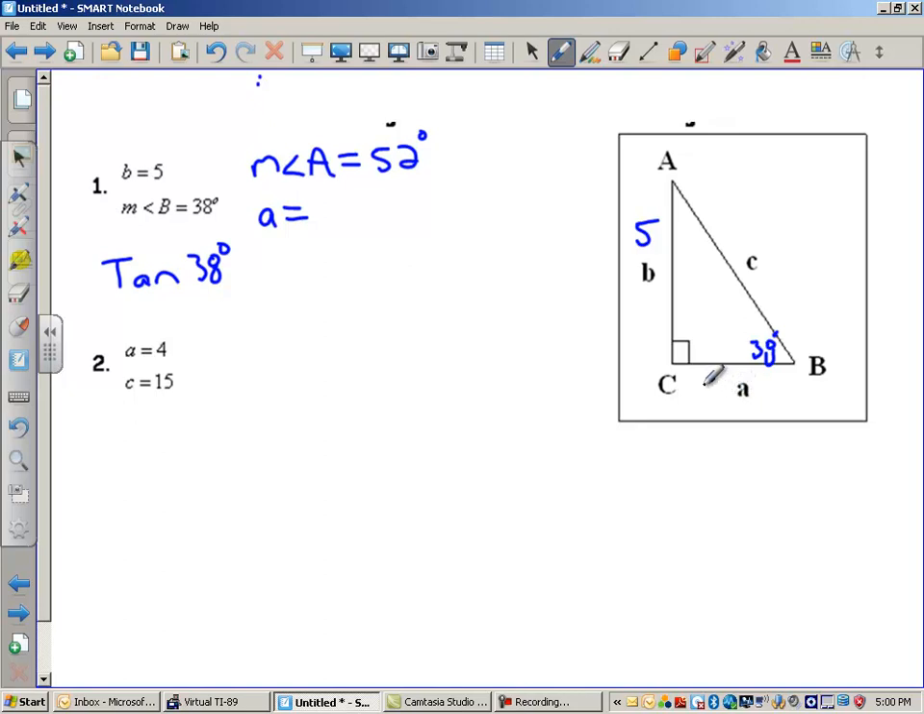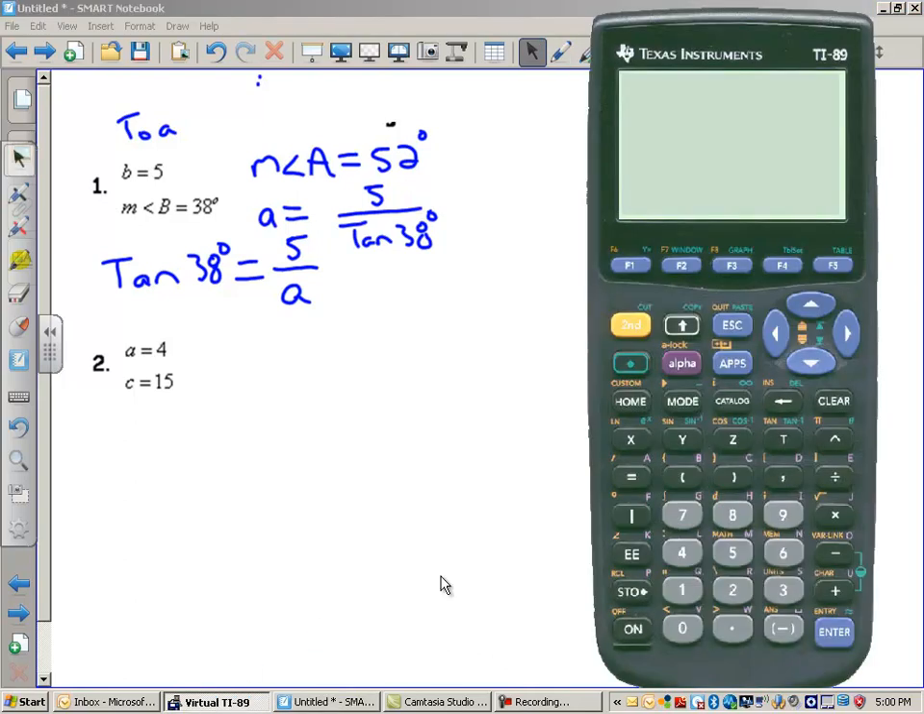And from SOHCAHTOA, tangent deals with opposite and adjacent. So the tangent of 38 degrees would have to equal the opposite side, 5, over the adjacent side, A. So let's go ahead and cross multiply here, and I'm going to get that A is equal to 5 divided by the tangent of 38 degrees. And so what I'm going to do now is go grab my calculator and figure out what that is.